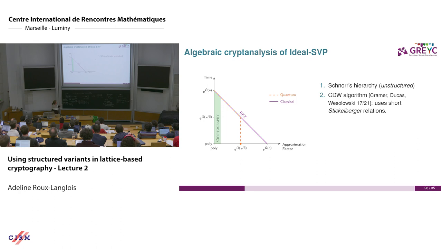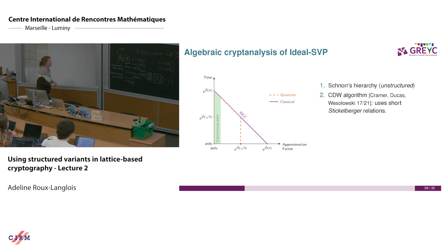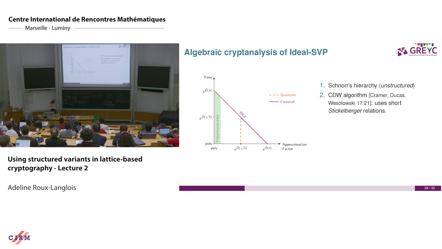With this work started in 2014, Campbell, Groves, and Shepherd, and Biasse and Song, in two works that we call CDW, they use some relations to obtain a better quantum algorithm. So what they show is that for a sub-exponential approximation factor, you can have a polynomial time algorithm using a quantum computer. Okay. It's in orange. So how to read that? You say, okay, for a sub-exponential approximation factor, you can have a polynomial algorithm.